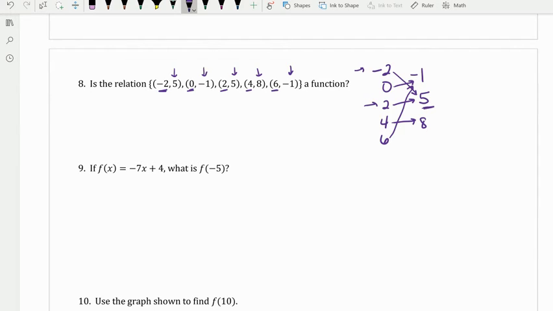So I can either pick -2 to get Cheetos, or I can pick +2 to get Cheetos. That's still a functioning vending machine, okay? If it's not a function, then I would have something like -2 and 2, and maybe 3 and 4, and then -2 maps to both of those. That's where it has two different outputs, so that's not a function.